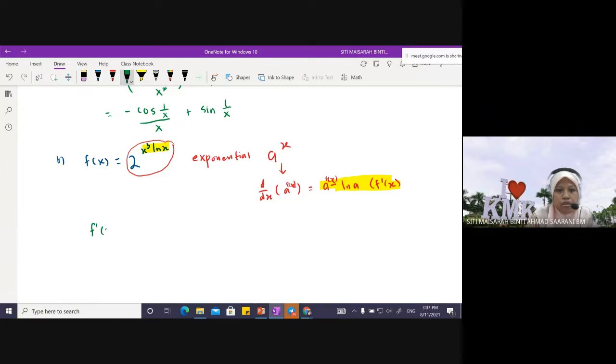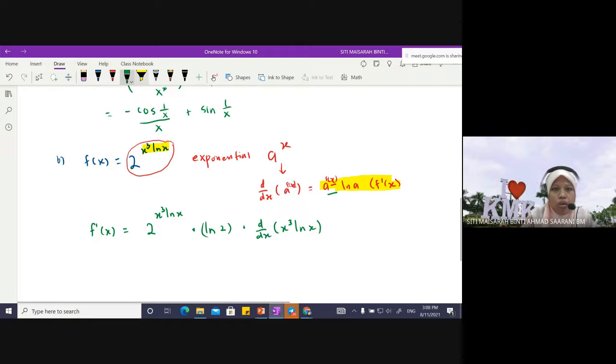f prime x, suppose the first one is a power f(x). So 2 power x cube ln x, this is the first one, multiply ln a. ln a is ln 2. Multiply f prime x, so differentiate with respect to x, x cube ln x.